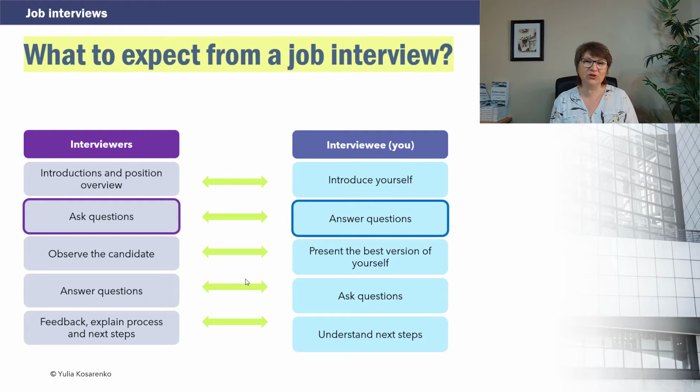And not only your interviewer is evaluating you, but you also have to analyze the information you are hearing and try to determine, do you still have interest? Do you still think this is a job for you? Because you are also making a decision, not just your interviewer.